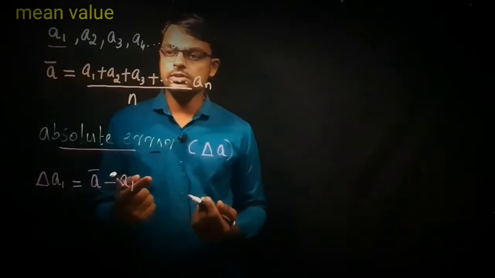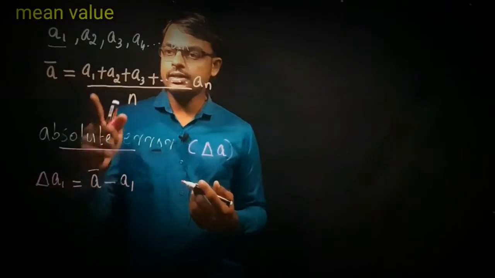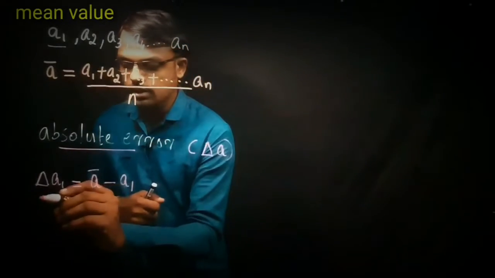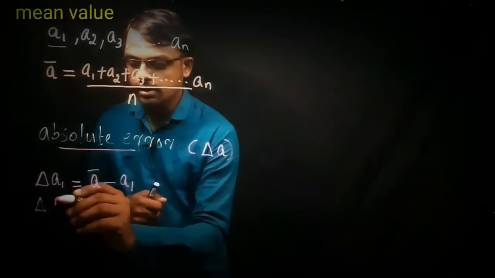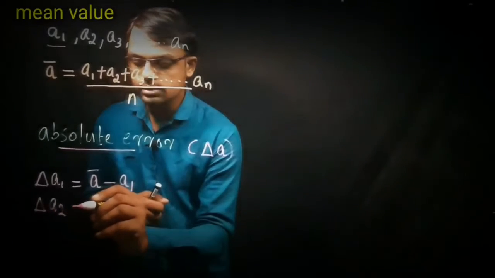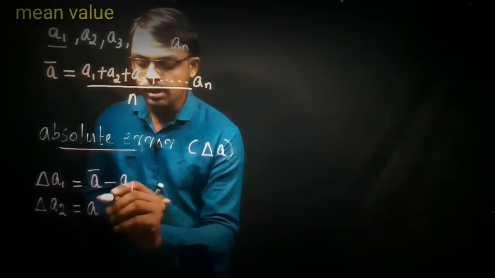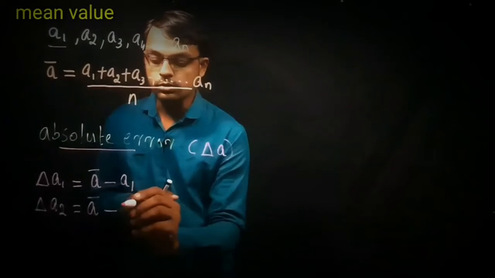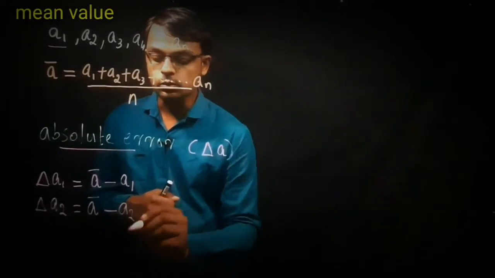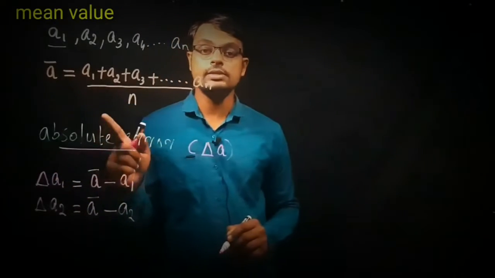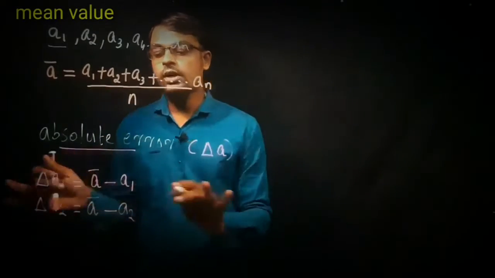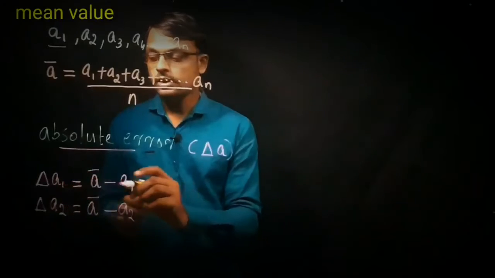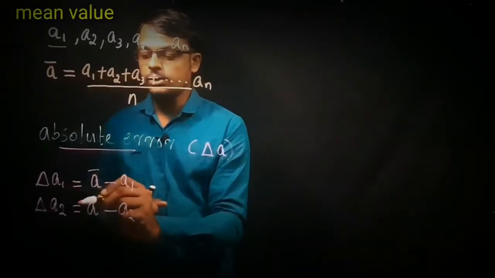In the same way, what is the absolute error in the second measurement? I can note it down as delta A2 is equal to A bar, the true value, minus the measured value. The second one is A2. So you will get the absolute error in the second measurement. And you continue here, you will be getting delta A1, delta A2, etc.